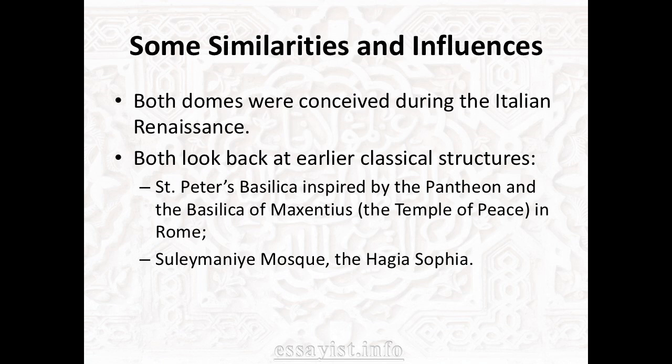Both domes were conceived during the period known as the Italian Renaissance. Both look back at earlier classical structures. In the case of St. Peter's Basilica, the models for inspiration are the Pantheon and the Basilica of Maxentius, the Temple of Peace, in Rome. In the case of the Suleymaniye Mosque, the Hagia Sophia. But there is an often repeated argument that so-called Islamic architecture is simply a revamping of the past, that unlike the Italian Renaissance, it goes into decline. The Fletchers, for example, characterize Turkish architecture, along with other non-Western styles, as being non-historical, that is, stuck in time.